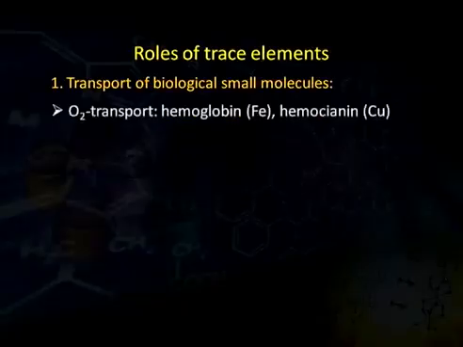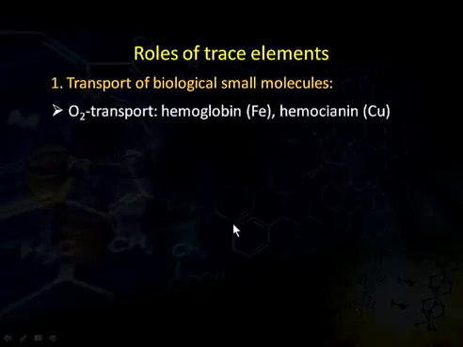Trace elements have a very important role to play in the biological system. Like they are used in the transport of biological small molecules. For example, we have hemoglobin and hemocyanin, which are oxygen transport agents. Hemoglobin is basically a macromolecule which has a porphyrin, and in the center of the porphyrin iron is present, and this hemoglobin is used for the oxygen transport in human beings. We also have hemocyanin, which has the same function of oxygen transport, but here the metal copper is present in the center of the porphyrin rather than the iron. These porphyrins we will be discussing in my next episode.